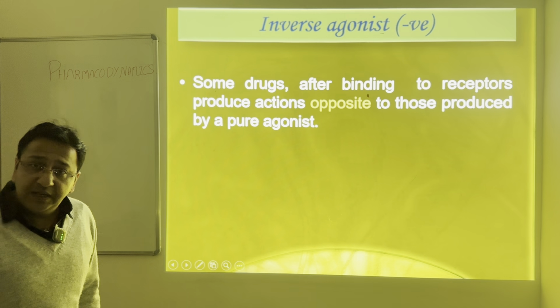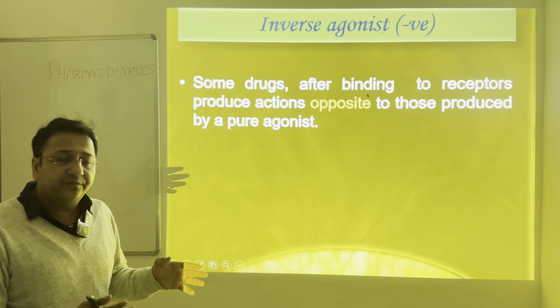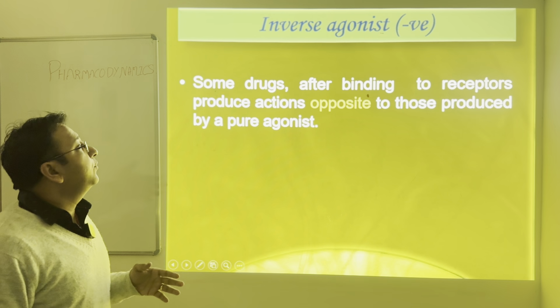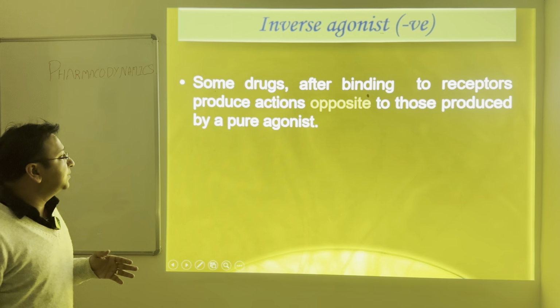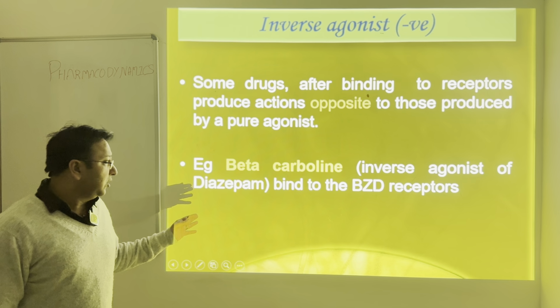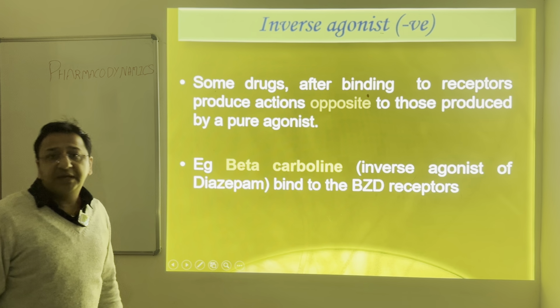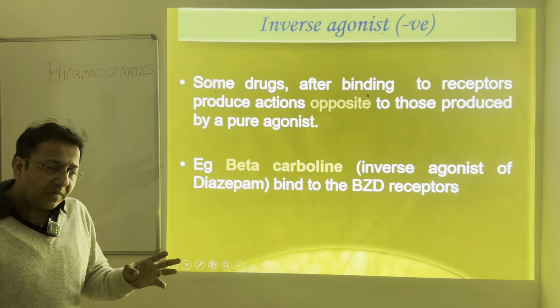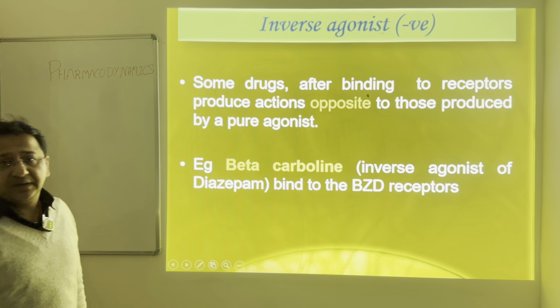Inverse agonist. Now here is the inverse agonist. It is different from an antagonist. An inverse agonist has the opposite response, opposite to that produced by the pure agonist. Like beta carboline, which binds to the benzodiazepine receptors as an inverse agonist of diazepam. So beta carboline is an inverse agonist of diazepam.